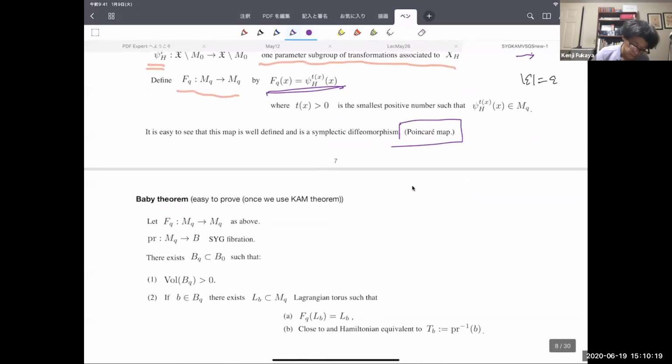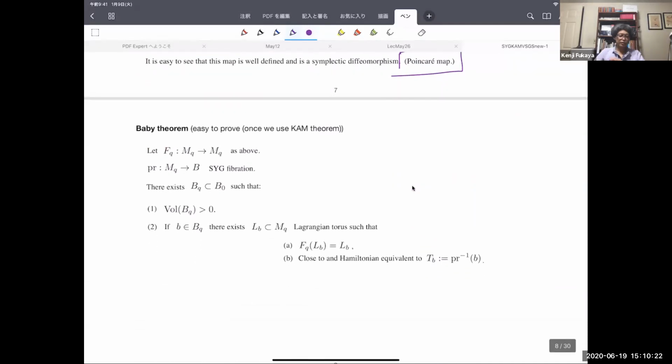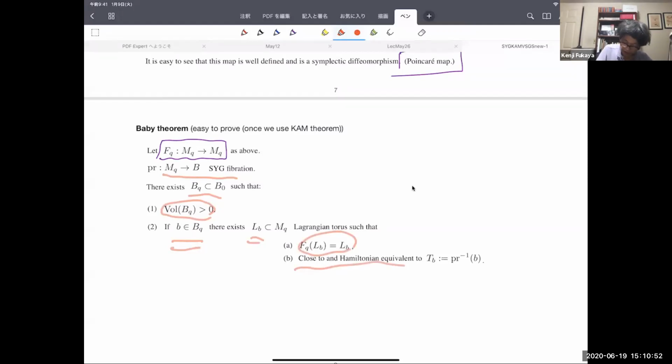So I want to explain one baby theorem. Consider this F_q, which is a symplectic diffeomorphism from the generic fiber to itself, and consider this SYZ fibration. The claim is that we have a subset B_q in B0 which has positive volume, and for each point b in this B_q, we have some Lagrangian submanifold in M_q which is preserved by this symplectic diffeomorphism and is closed and Hamiltonian equivalent to the SYZ fibers.